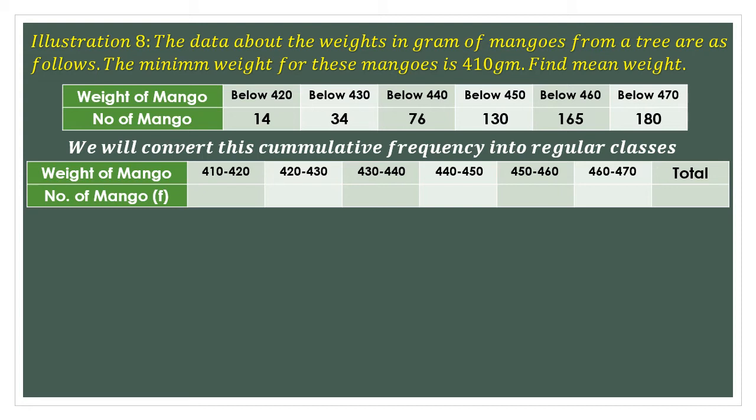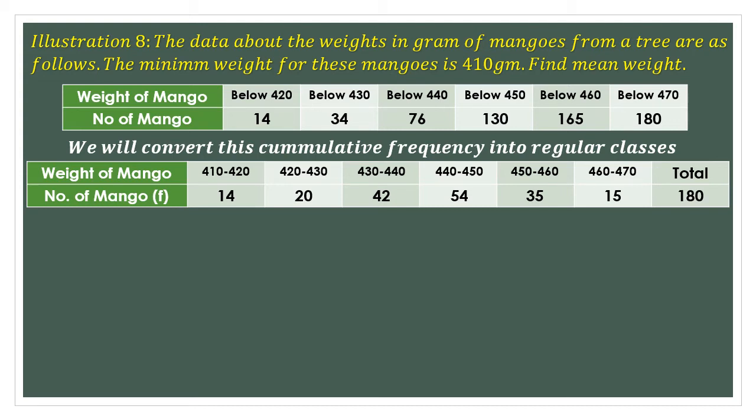Okay, now how to put the values here? The first frequency below 420 will be as it is, and for the remaining frequencies, if you go back to my second chapter, you will find a video there. I have suggested it on the top of your screen. In that video I have explained how to convert a cumulative frequency into a regular frequency. So using that method you can find these frequencies, and the total will be 180. Just check out that video and you will understand how to convert that.